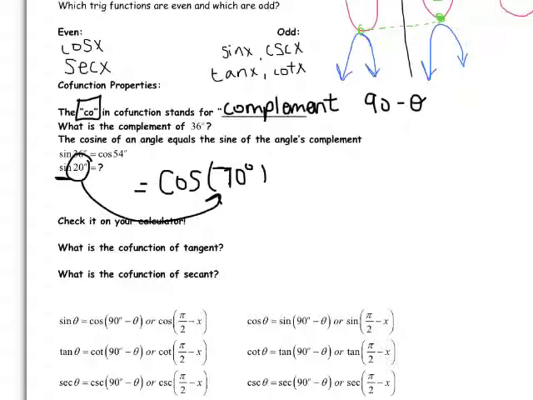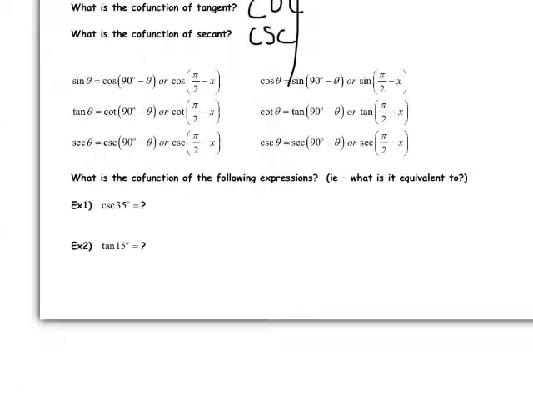The cofunction of tangent is cotangent. The cofunction of secant is cosecant. Okay? All right, so this is just the rest of that. This is on your formula chart. On your formula chart, it only gives you the radians, but we know that pi over 2 means 90, so it's the same thing. All right, in example 1 and 2, this is just some practice.